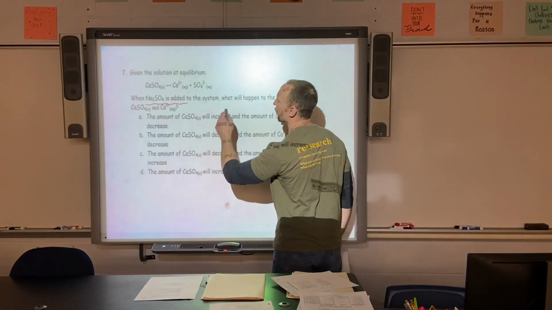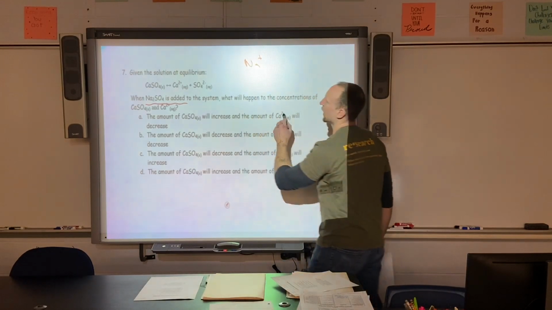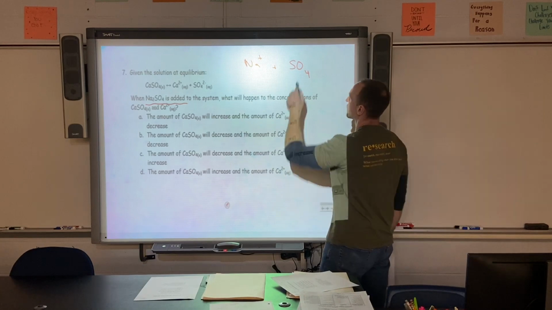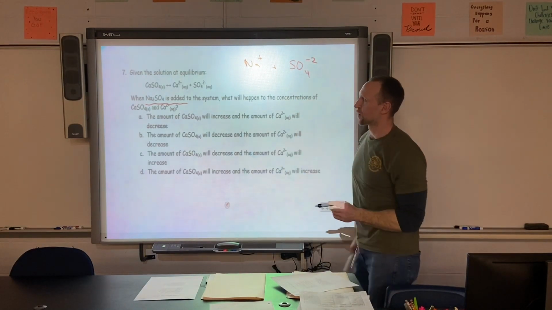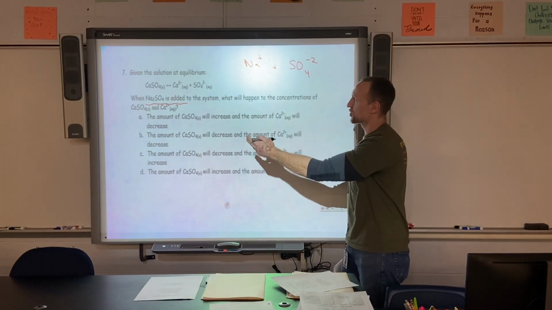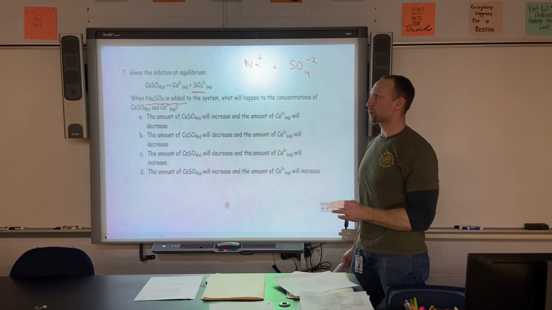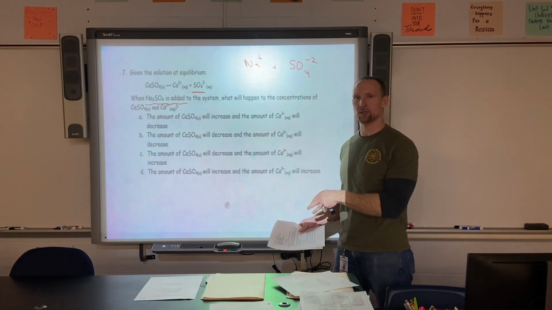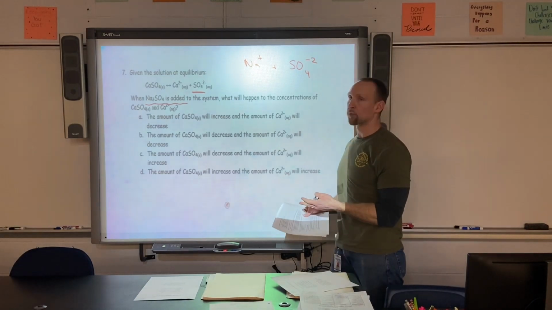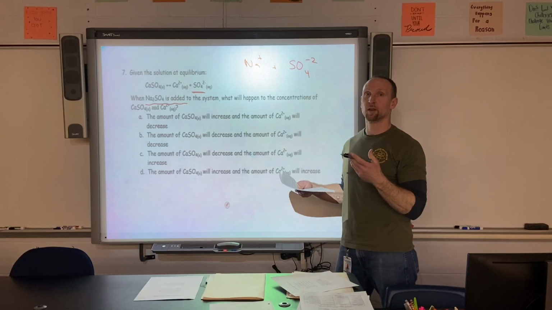But you got to think about what's happening. When Na2SO4 goes into solution, it's going to break up into sodium ions and sulfate ions, right? So what is in this equation is sulfate ions. So this one's a little bit tricky. When you add an ionic compound into a solution, sometimes you got to look at the ions that are produced, and one of those, or both, whatever, might be the ones that are affecting the reaction.